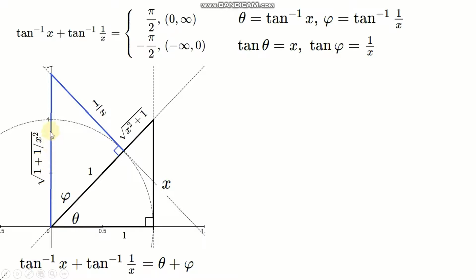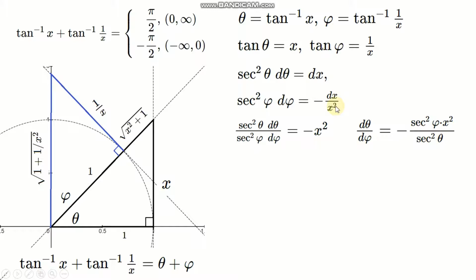Now, we take the derivative of tangent theta equals x and tangent phi bar equals 1 over x to determine the little change of x and both angles. The derivative of tangent theta is secant squared theta d theta, and derivative of x is dx. And the derivative of tangent phi bar is secant squared phi bar d phi bar, and the derivative of 1 over x is negative dx over x squared.